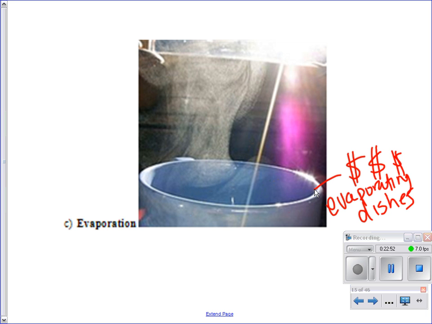Evaporation is used to separate. What type of mixtures can we separate with evaporation? Homo and hetero, right? You could take salt water, put it in this, heat it up. What would happen?